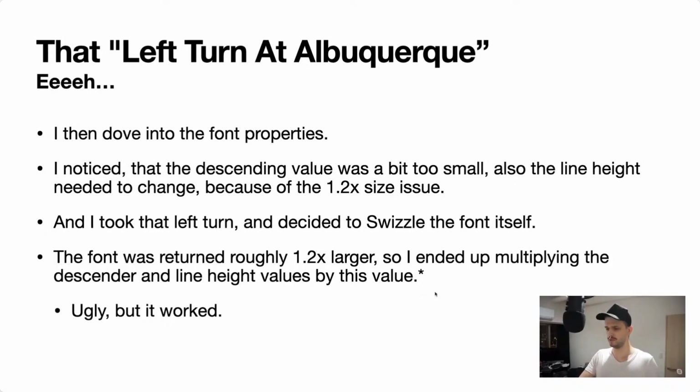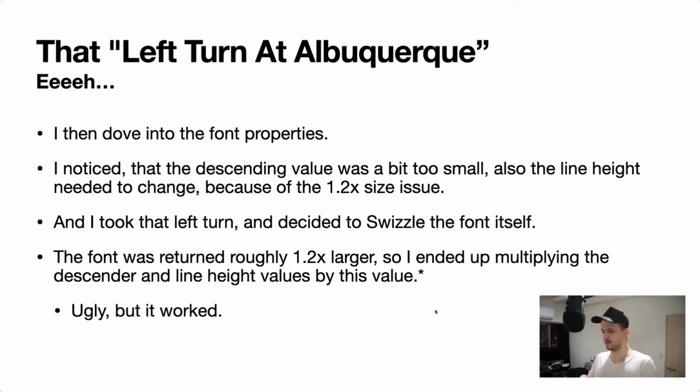When I examined it visually, with the 20 points that I supplied equally in the zib and in code, the value that I received on the screen was roughly, with careful calculation, 1.213 times bigger than what I actually wanted. It's not perfect, but I took that left turn and decided to swizzle the font itself using an extension. So I ended up multiplying the descender and ascender values by that value that I was able to determine with math. It's ugly, but it worked.